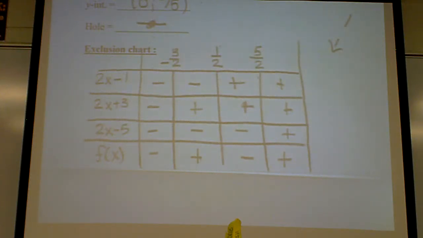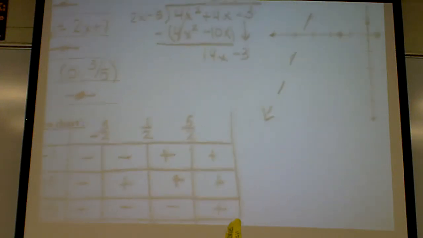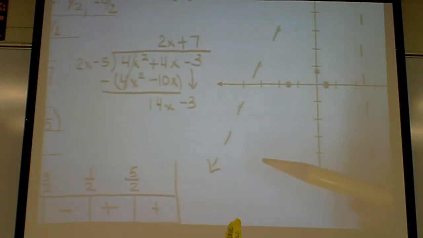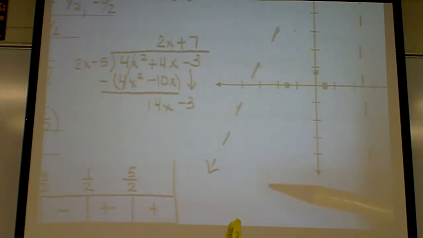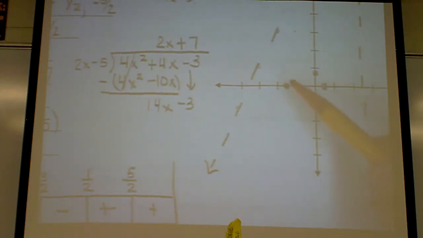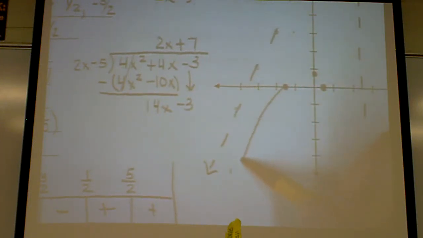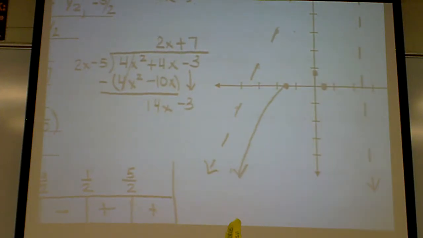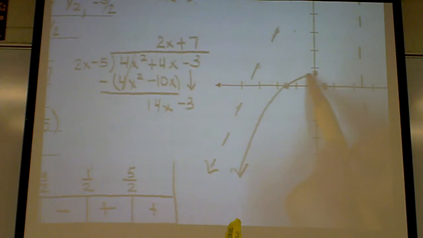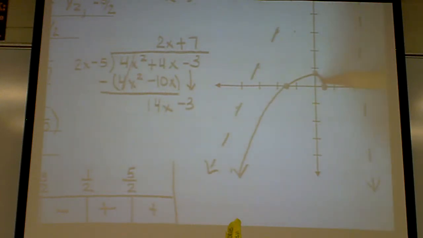So from -infinity to -3/2, we have a negative. So where do you think I would draw this? Right here? From -3/2 to 1/2, we have a positive. That's right here. From 1/2 to 5/2, it's negative. Going down.